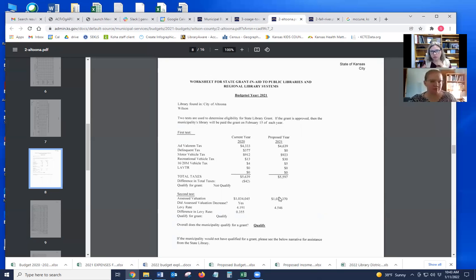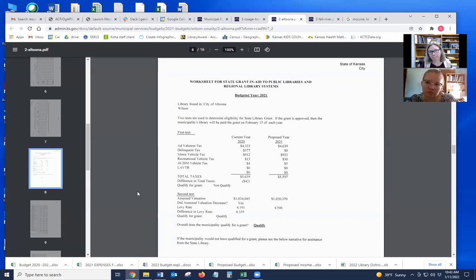So you'll hear about these tests and this worksheet for grant and aid. And I really want to make sure that all of my libraries understand how this works and what this means, and why it's important. Because if you don't qualify for state aid, even though it's like $100, you don't qualify for the SEKLS grant, which is a lot more than $100.